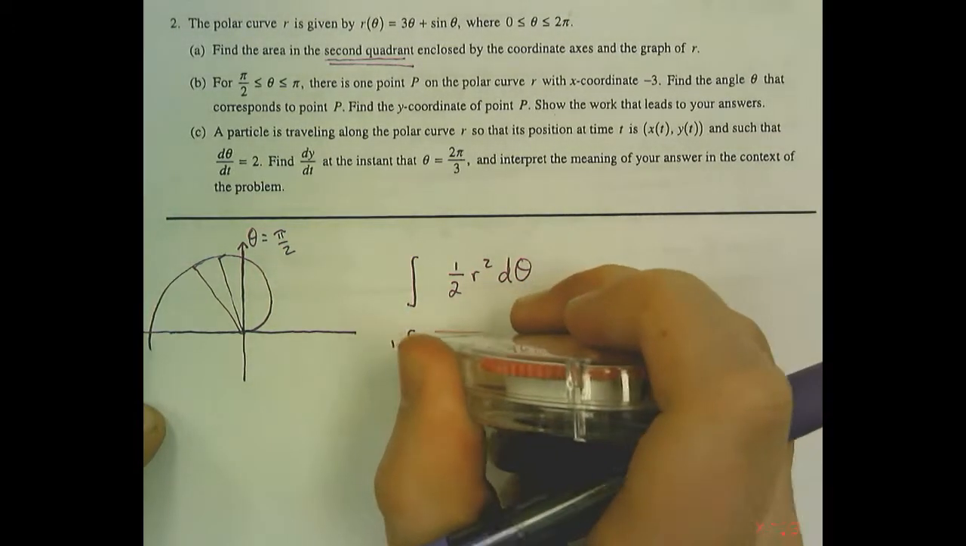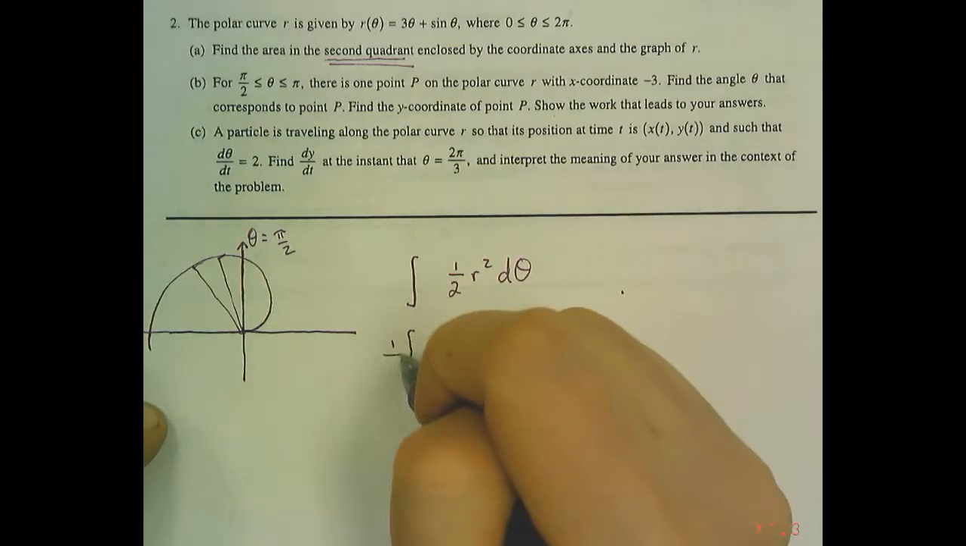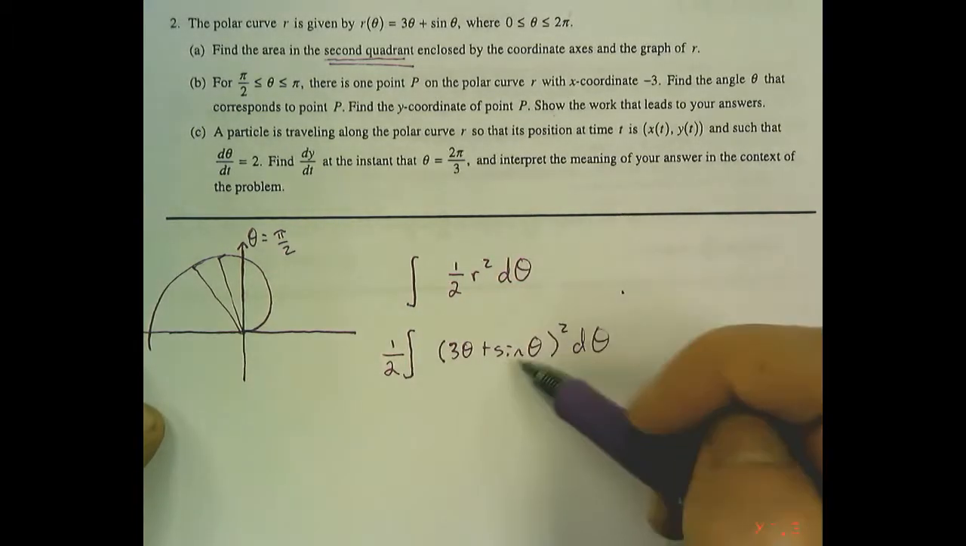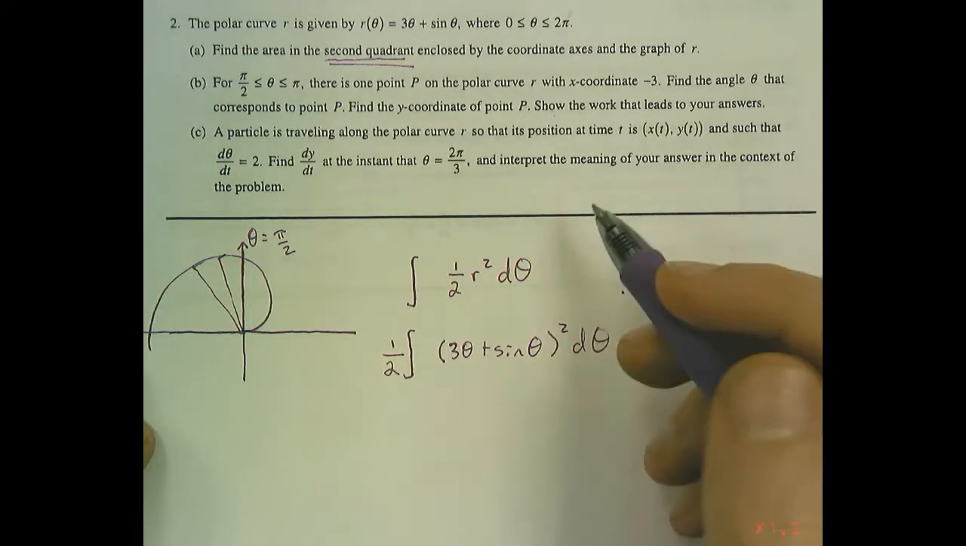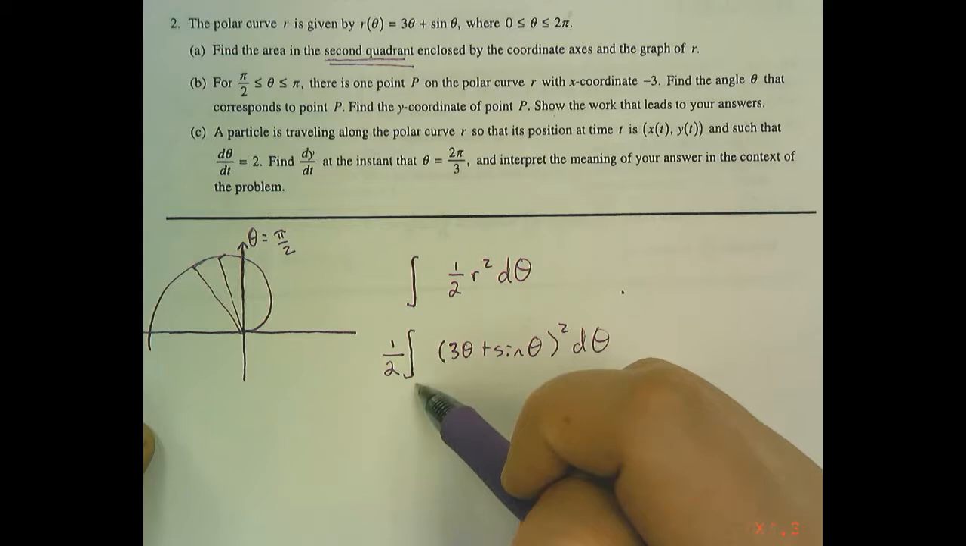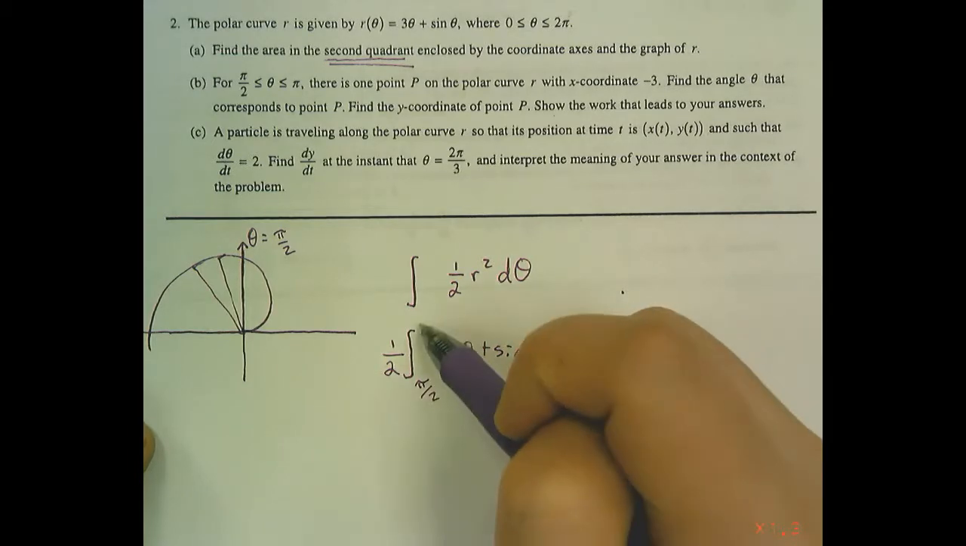If you wrote it as r of theta, you would have saved yourself time and avoided the problem of accidentally writing the wrong thing down here. So r of theta works. And the angle starts at pi halves and finishes at pi.